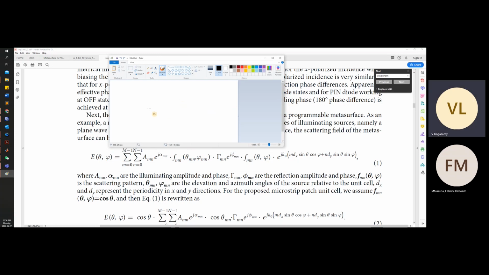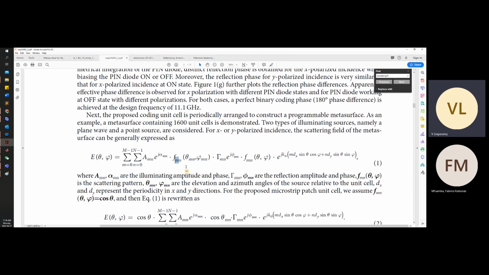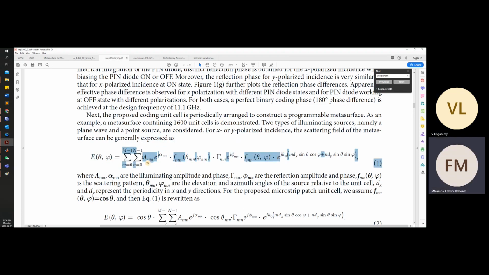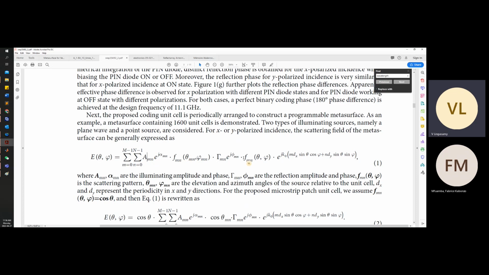So here you can see in array pattern you will have pattern multiplication. How will it happen? You will have array factor multiplied by element pattern, right? Here the element pattern is this one. Then you have an array factor like this. Here gamma mn, why are they including this gamma mn? This will include the matching basically.